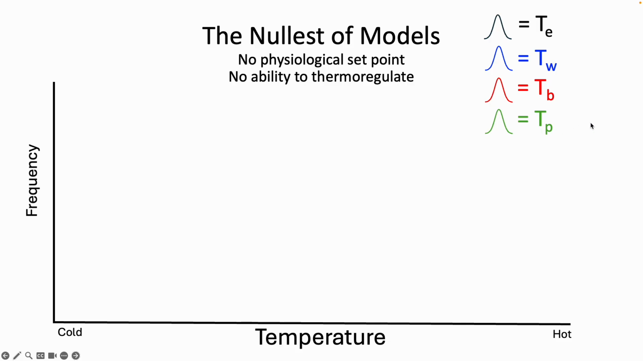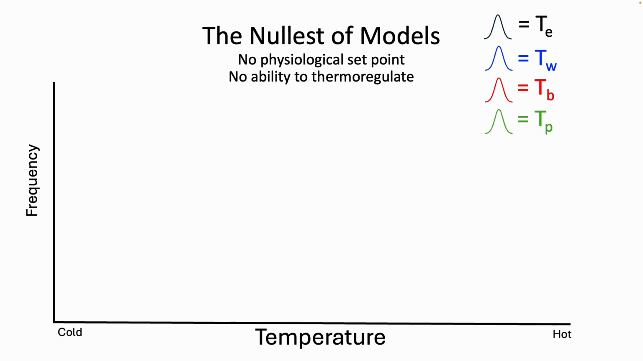So in the nullest of all models, you don't have a physiological set point, which means that you don't really have a preferred temperature. You don't have any sort of internal mechanism for saying, I, gecko one, want to be at a particular temperature. And because you don't have a set point, you also don't have any ability to thermoregulate. You haven't evolved any behaviors that help you raise your temperature.